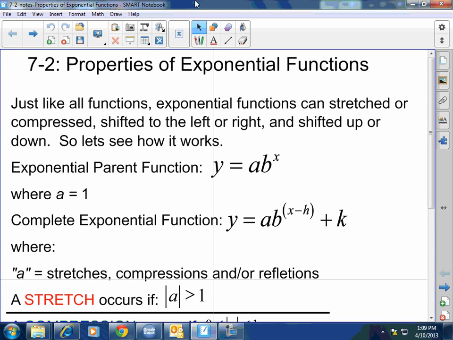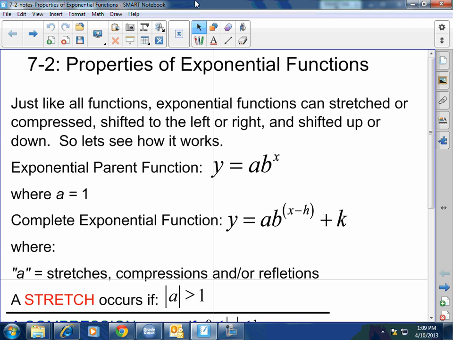Okay, gentlemen, welcome back. Today we're going to talk about 7-2, and the good thing about this is that we've already kind of investigated this. Okay, we learned, I don't know if you remember, but we learned about the parent families of all functions. Remember the families of functions?